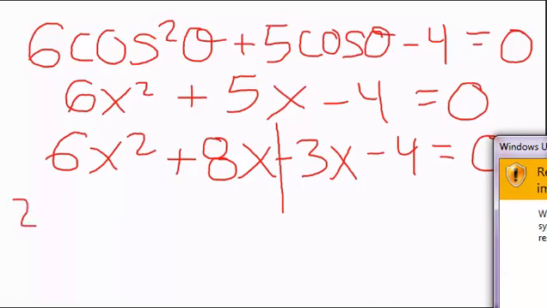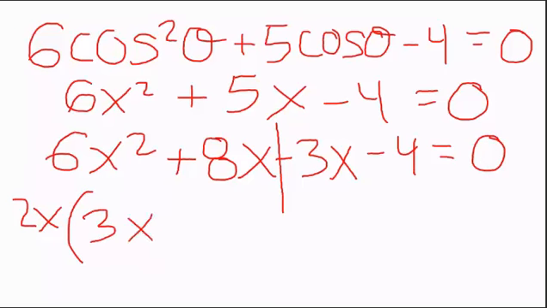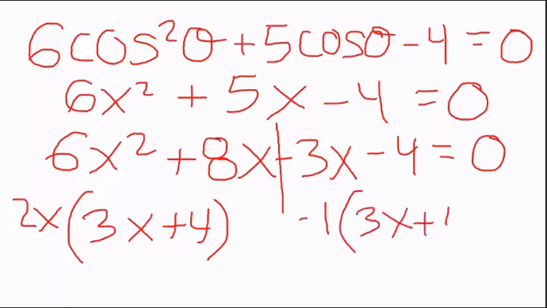On the left side, you're going to take out a 2x and inside parentheses have a 3x plus 4. On the right side, the greatest common factor is a negative 1, so you're going to have that on the outside, and inside the parentheses will be 3x plus 4, and set the equation equal to 0.